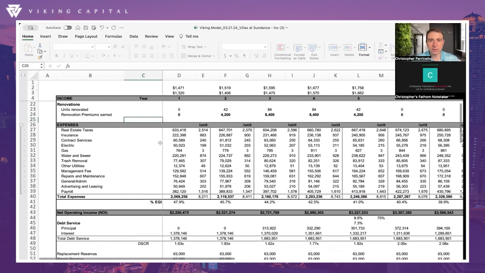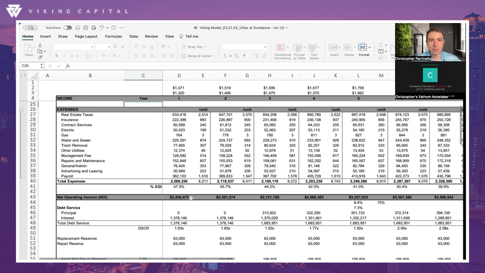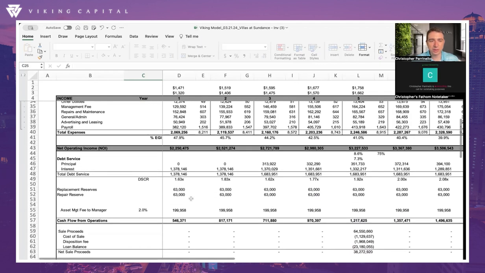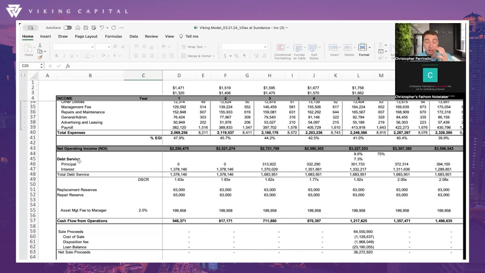Then you have all of the expected expenses, which are real estate taxes, insurance, utilities, management fees, repair and maintenance. So once you get through that, you're left with your debt service. This is another area that I really like to focus on, especially with folks that aren't experienced in investing in these types of investments.